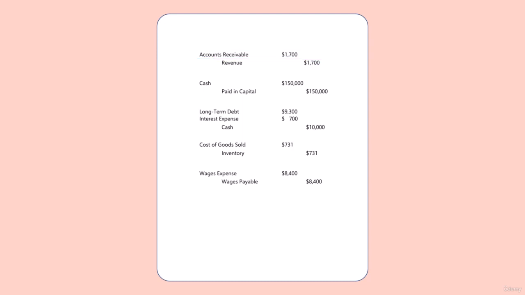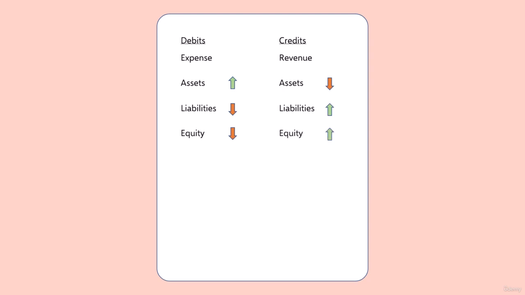And for each entry, total debits will always equal total credits so that our books remain in balance. Now, as a general rule, debits are used to record expenses, increases in asset accounts, reductions in liabilities, and reductions in equity. Credits function in the opposite manner, so credits are used to record revenues, reductions in assets, increases in liabilities, or increases in equity. So now that we understand the basics of debits and credits, let's walk through a few scenarios.